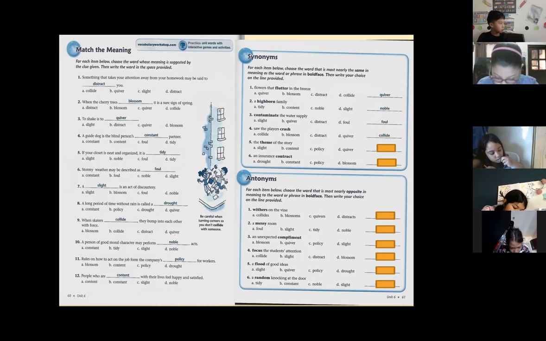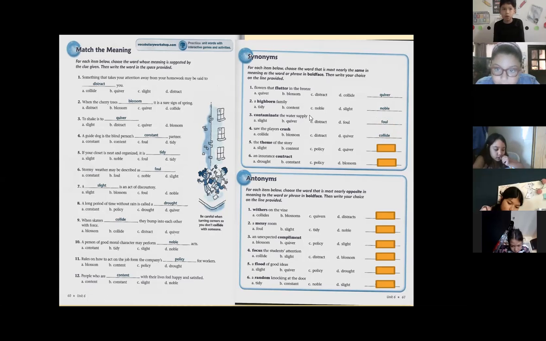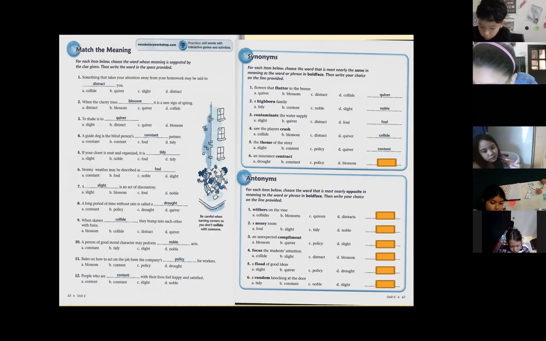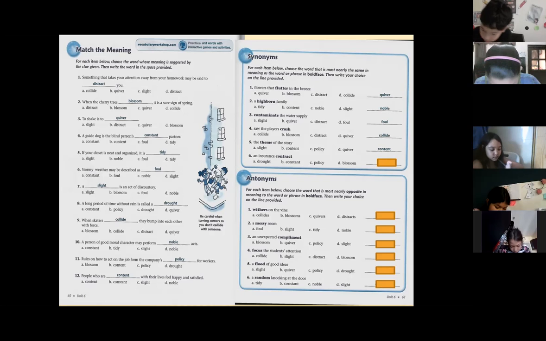The themes of the story. Content. That's right. The information of the story. Excellent. Content. Mia Valentina. Just Mia. Do you have the answer on number six? Hello, Mia. An insurance contract. What is a synonym for a contract, Mia? Which answer do you have for number six, Mia, in your book?